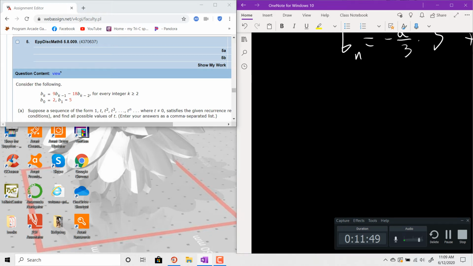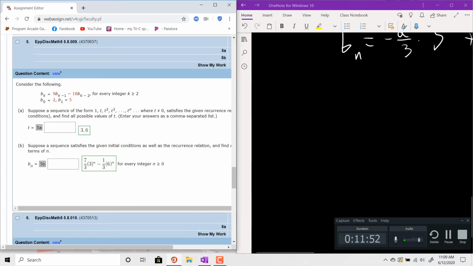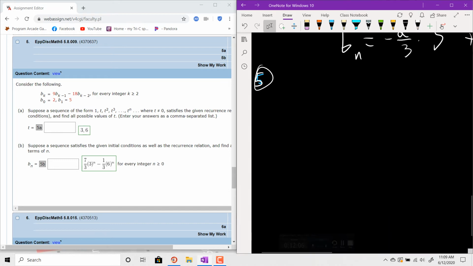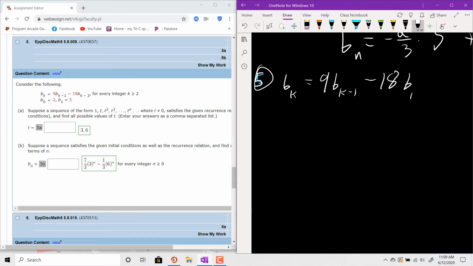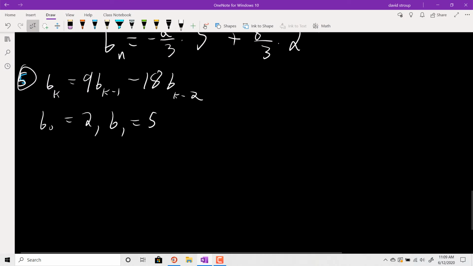Okay, so the one in the book, they give us our recurrence relation, and I think this is number 5. They give you a recurrence relation, b sub k equals 9 b sub k minus 1 minus 18 b sub k minus 2, and then they give you b sub 0 is 2 and b sub 1 is 5. Find the explicit formula.